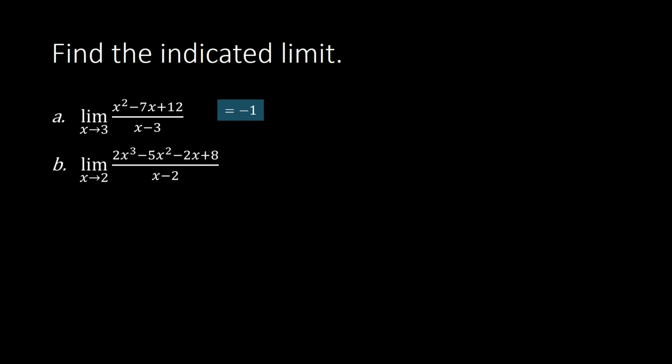How about this one? Find the limit of 2 times x cubed minus 5 times x squared minus 2x plus 8, divided by x minus 2. Well, it looks like this will give us again another indeterminate form because 2 minus 2 is 0. But what about the numerator?